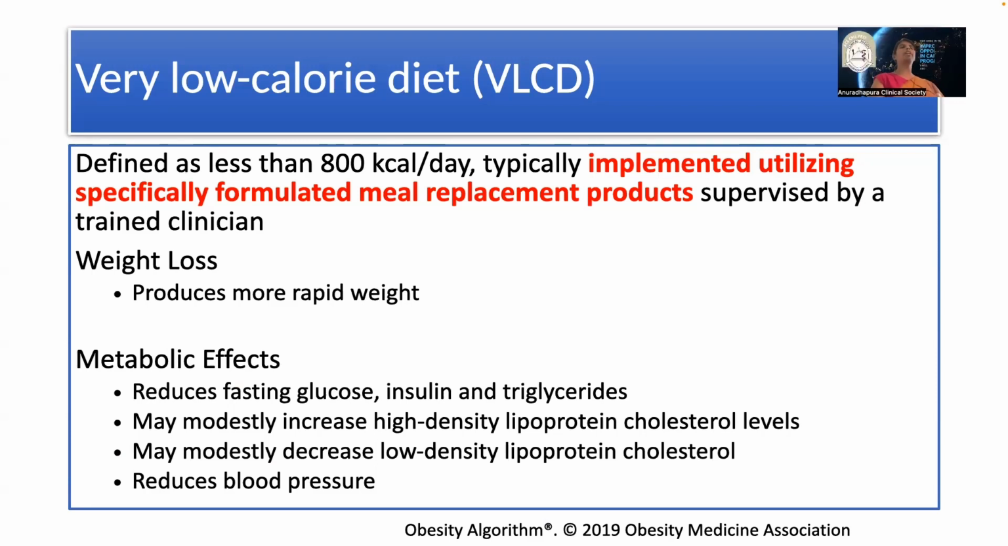VLCD is the diet when we are giving a calorie intake of less than 800. Normally it is said that we have to add meal replacement with this VLCD diet, but even without meal replacement, we can practice a VLCD diet with our normal food intake. With that, we can achieve rapid weight loss. That means we can achieve this 10% weight loss within 6 to 8 weeks. So it is very fast, and there are multiple positive metabolic effects with the VLCD diet. By giving 1 cup of rice for 3 main meals with that plate model, basically we are achieving this 800 calorie diet, which is very successful in normal patients.